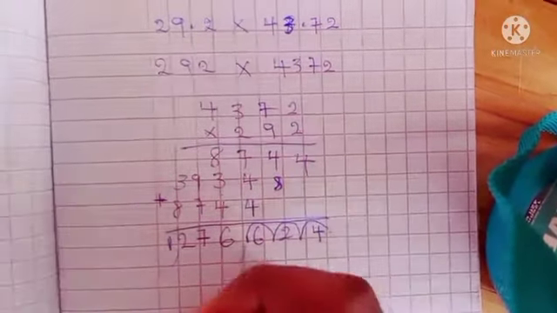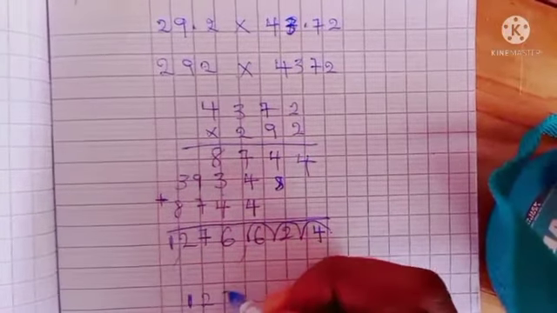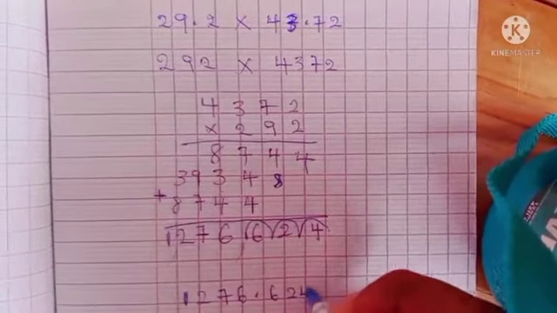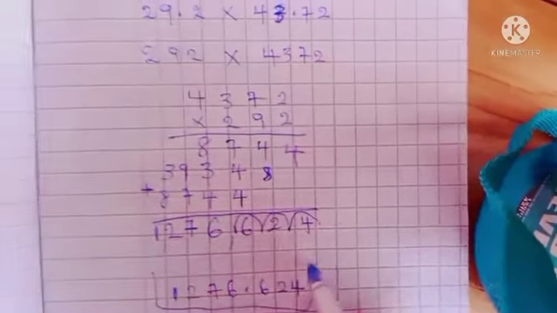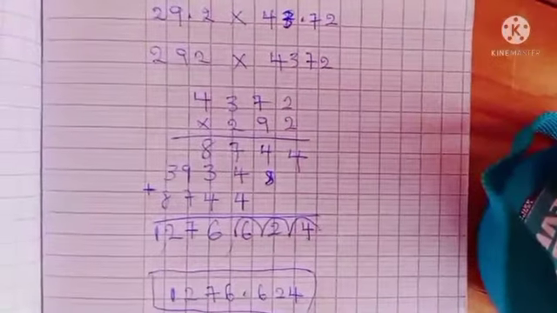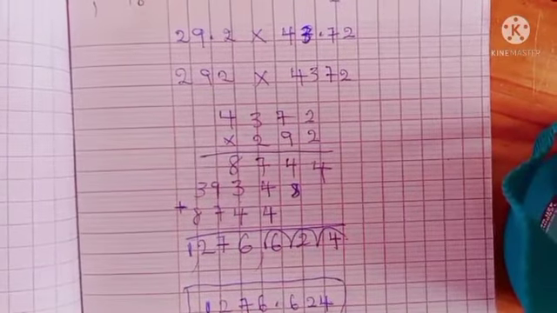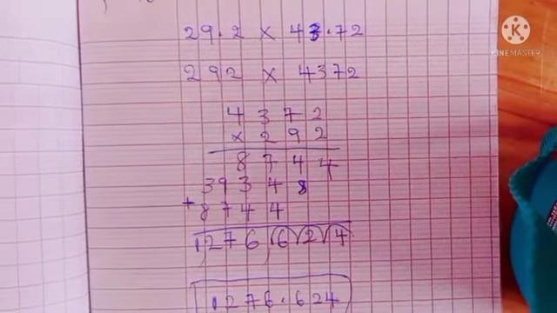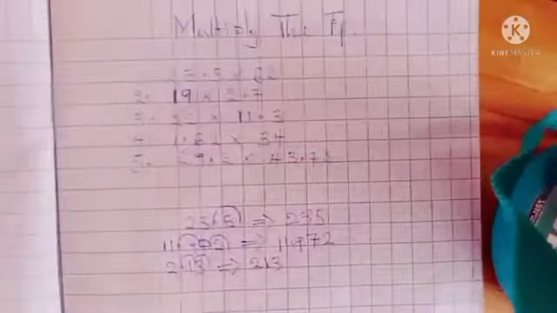So that means we are getting 1,276.624. So that is just our answer for the fifth question. So this is just it, and now we have the rest of the questions staring at your face.